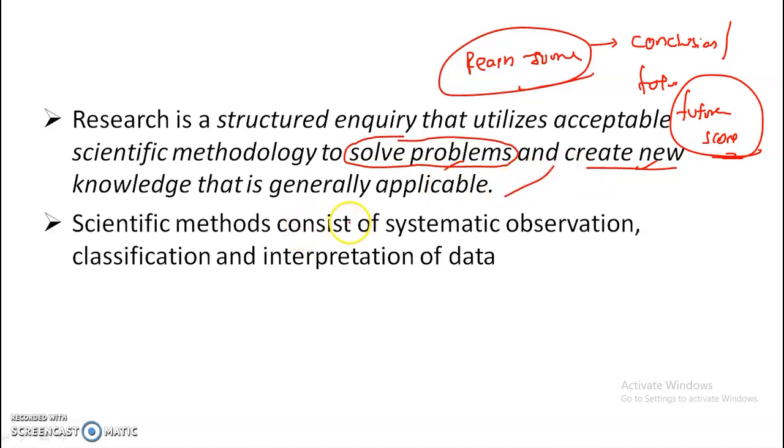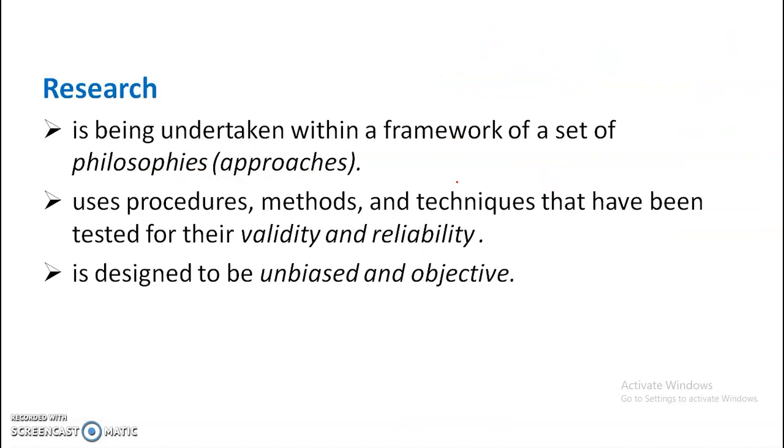And the scientific methods, right? The scientific methods consist of systematic observation, classification, and interpretation of the data. All these things we can do with the scientific methodologies. And coming to the research, here I kept 3 points regarding the research. It is being undertaken within a framework of a set of philosophies. Philosophies means approaches, for example qualitative, quantitative, and the academic discipline in which you have already been trained. That comes under the philosophies.